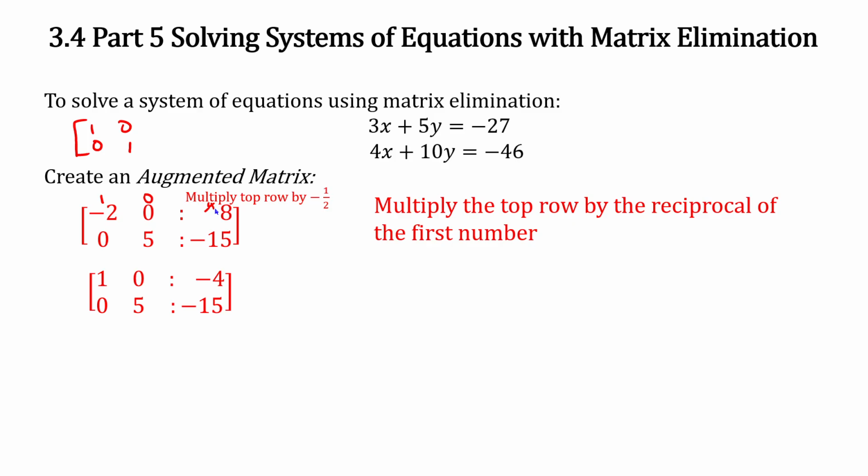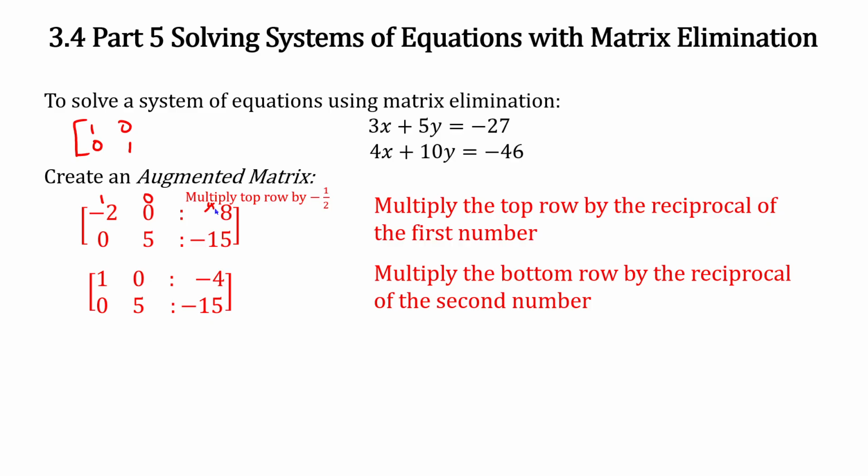Now I'm going to multiply the bottom row by the reciprocal of the second number. It just essentially means divide everything by 5. But the way Delta Math says it is you multiply by a number. So 5 divided by 5 is going to be 1. -15 divided by 5 is going to be -3.